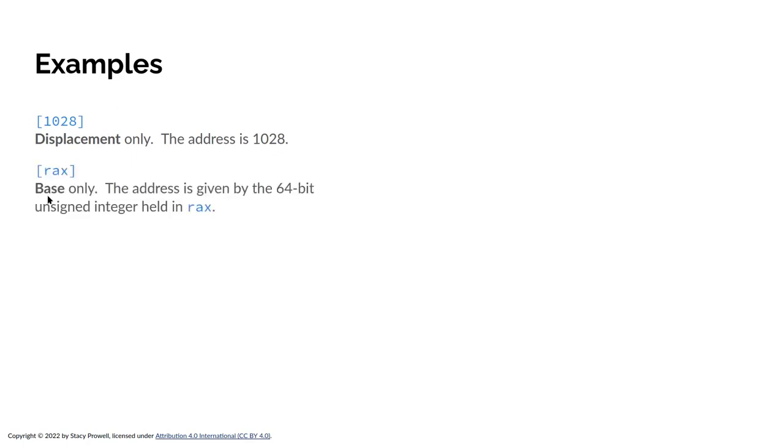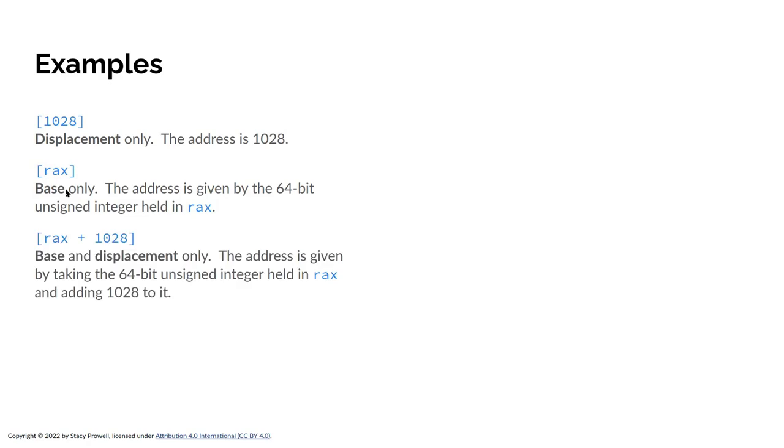The base only. This says whatever value, whatever 64-bit value is in RAX, that's your address. Base and displacement. So take this address, add this number to it. That's your address. This kind of addressing may seem weird, but it's going to show up an awful lot when we get to RIP relative addressing.